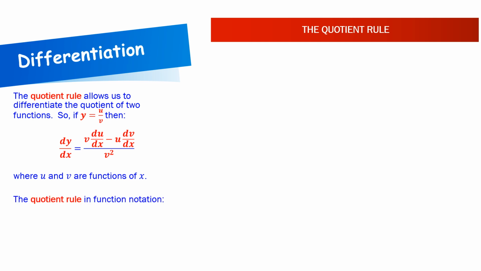The quotient rule in function notation is as follows. If f of x equals g of x over h of x, then f dash of x equals h of x times g dash of x minus g of x times h dash of x, all over h of x squared.